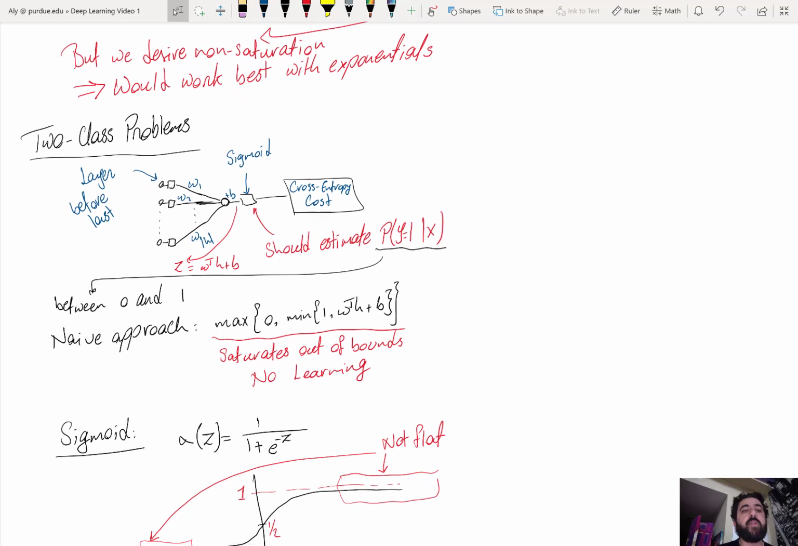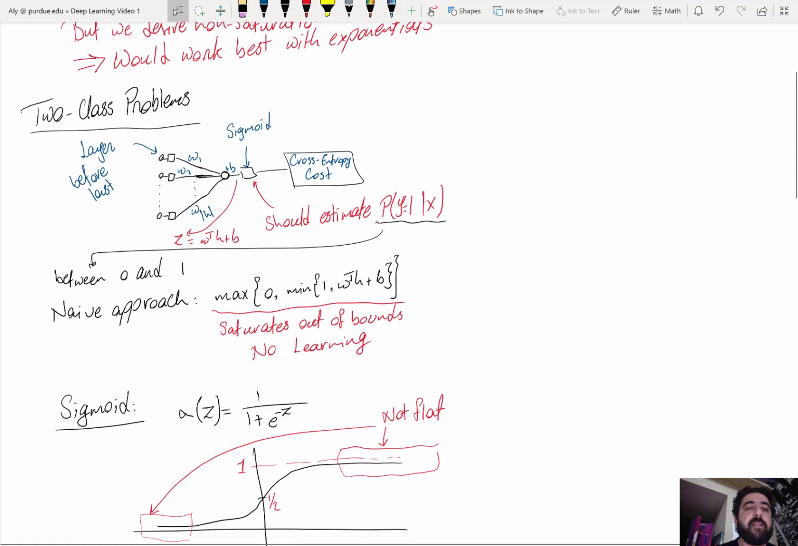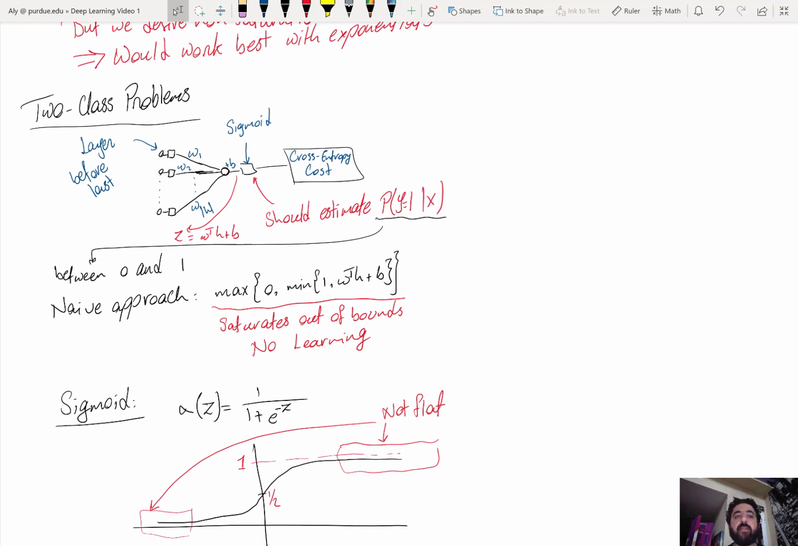So we are considering two-class problems. What we need from the output unit is that it estimates the probability of y equal 1 given x. Only one output unit is sufficient because you have a binary variable, and that's what it means by Bernoulli distribution. This variable can only take 1 or 0. So if we estimate the probability of y equal 1 given x, then we automatically have the probability of y equals 0 given x.